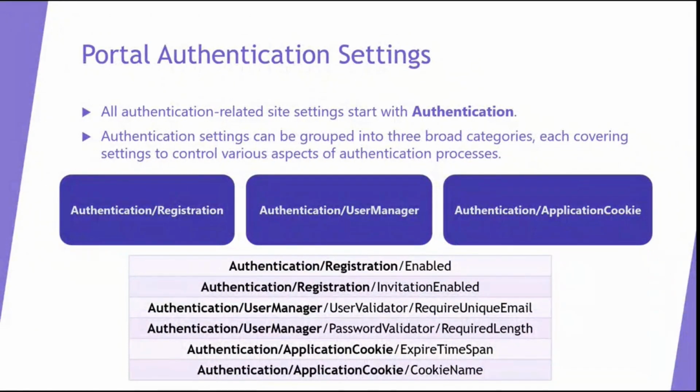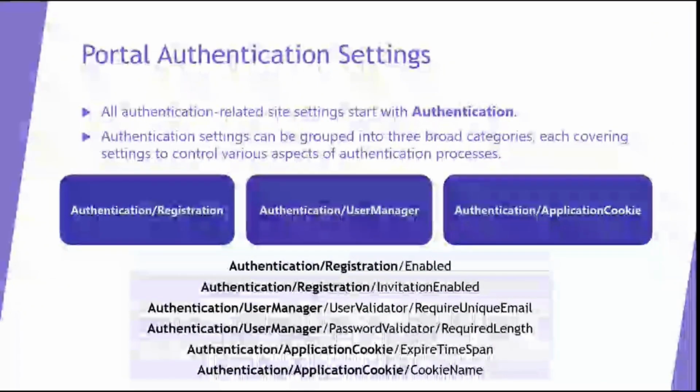If I talk from the authentication perspective, there are basically three types of site settings. We have categorized them in three groups: authentication slash registration, authentication slash user manager, and authentication slash application cookies. All the site settings related to authentication registration will start with authentication slash registration. Like, if you want to enable open registration or invitation enabled, all these features you can configure using site settings. You don't need to write code. You don't need to change the configuration or the customization of the portal. You just need to enable these site settings.